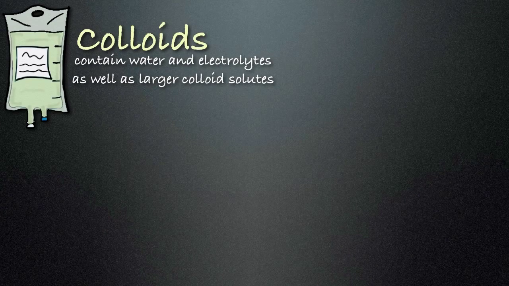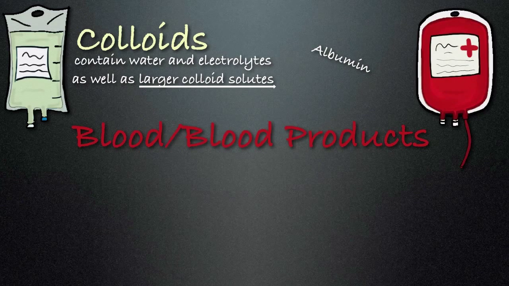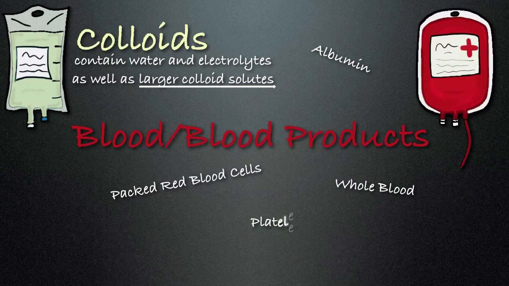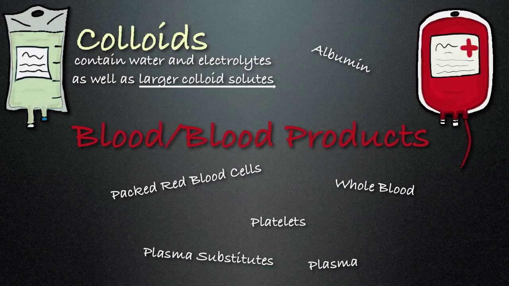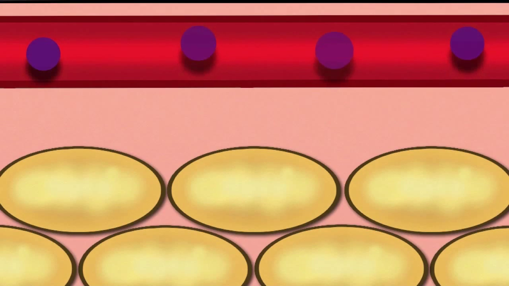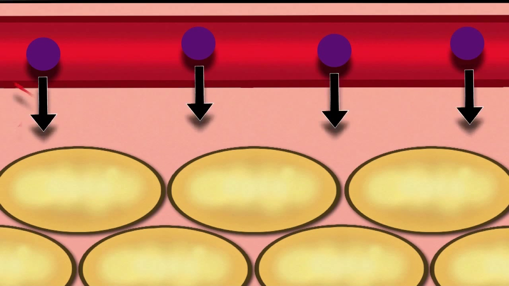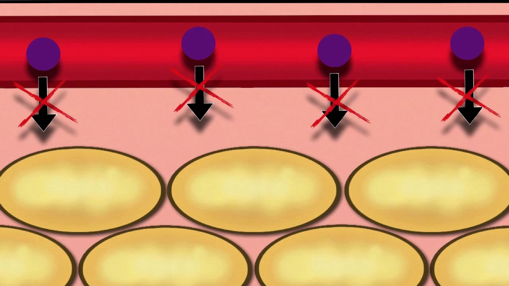Colloids are solutions containing water and electrolytes, like crystalloids, but they also contain larger colloid substances within them, like proteins, for example, albumin, which is a protein made by the liver. Blood or blood products include things like whole blood, packed red blood cells, platelets, plasma, and plasma substitutes. Both colloids and blood or blood products have a higher osmotic pressure than crystalloids because of the large proteins and molecules they contain. Two things distinctly different about these solutions is that the large proteins and molecules they are composed of do not dissolve or pass out of the blood vessels and into the cells.